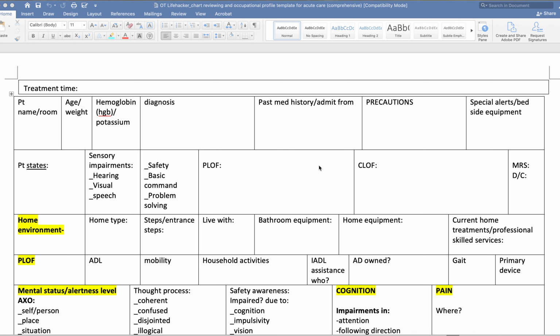Did they have stairs at home? Did someone help take care of them? Because you want to get them back to their baseline, not to the optimal. So keep in mind, there's a difference between baseline and optimal. Baseline is what their prior level of functioning was.